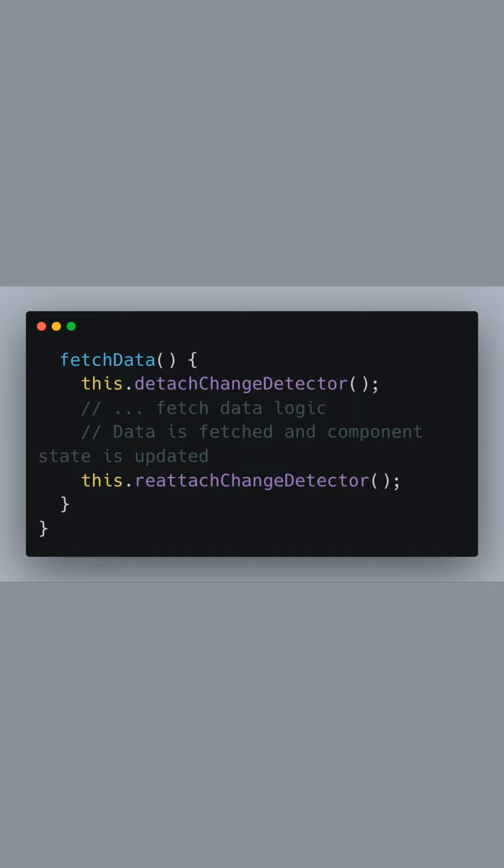After the data is retrieved and the state of the component is updated, we call reattachChangeDetector to ensure that Angular checks the template for updates and modifies the DOM if needed to reflect the new state. This technique is beneficial for performance when working with operations that don't require immediate UI updates.